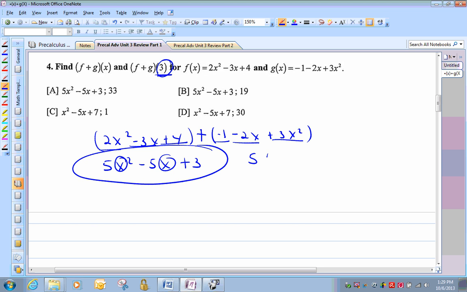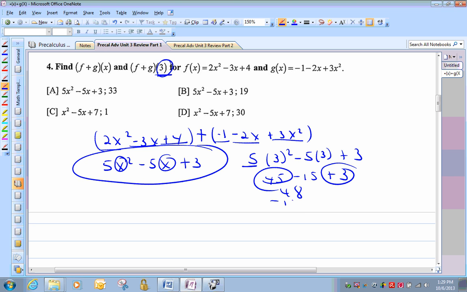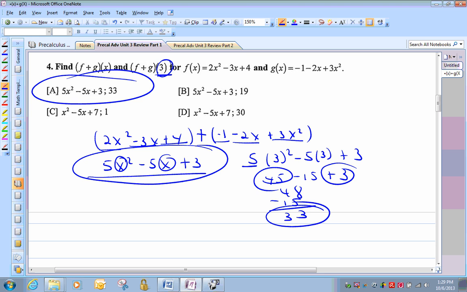And we will get 5 times 3 squared minus 5 times 3 plus 3. 3 squared is 9, so 5 times 9 is 45. 5 times 3 is negative 15 plus 3. All right, well, we have a 45 and a 3. That's a 48, and we have minus 15. So that would be 33. And I believe that brings us to this answer right here. Plus, it matches when we combine them. All right, go Bearcats.